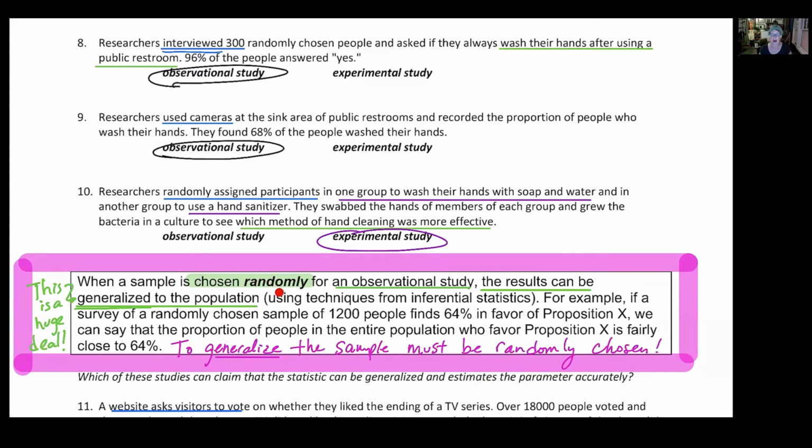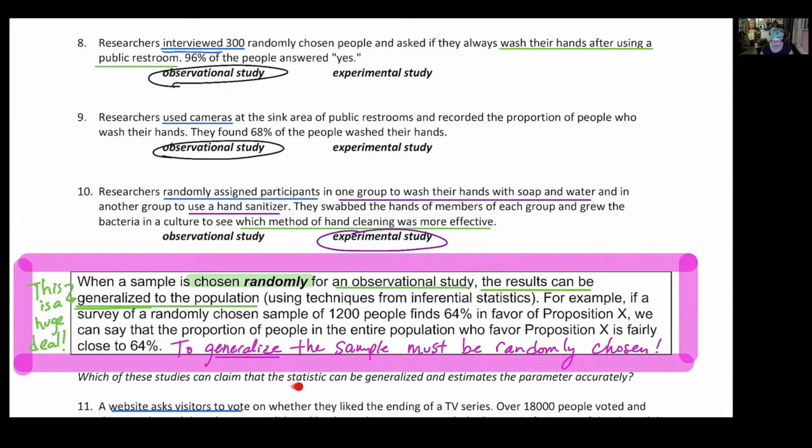That's how important it is. You can never assume a sample was randomly chosen. Then in questions 11 through 15, you were asked to determine which of these studies can claim the statistics can be generalized. Let's talk about that first part.